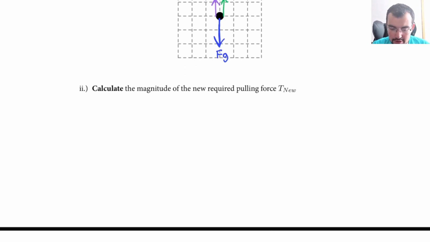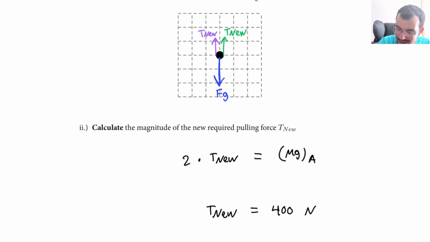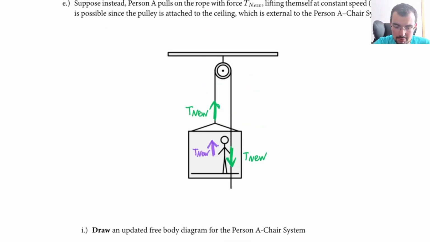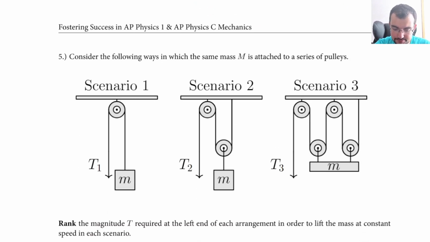So what's the new pulling force T? Well, we see that two T's together balance the weight of the person. So it's exactly half of what it was before. So you can actually lift yourself with half of your weight if you have this sort of setup. And that's another reason we use pulleys, is they allow you to multiply this force when we deal with these attachment points, which we'll see here.